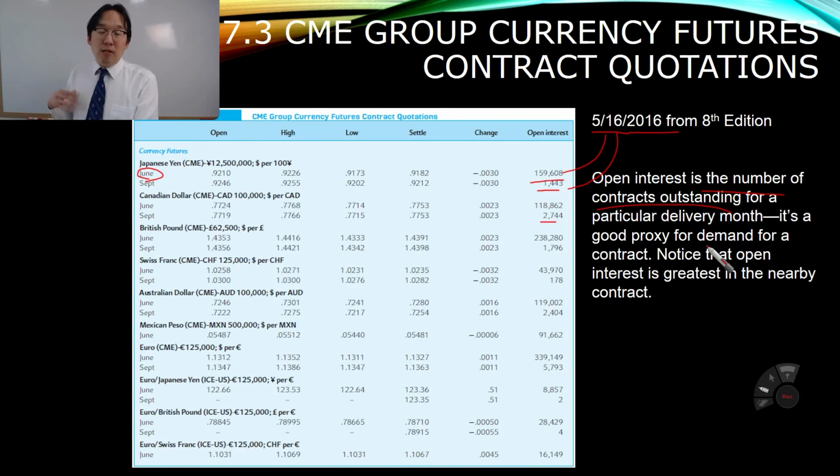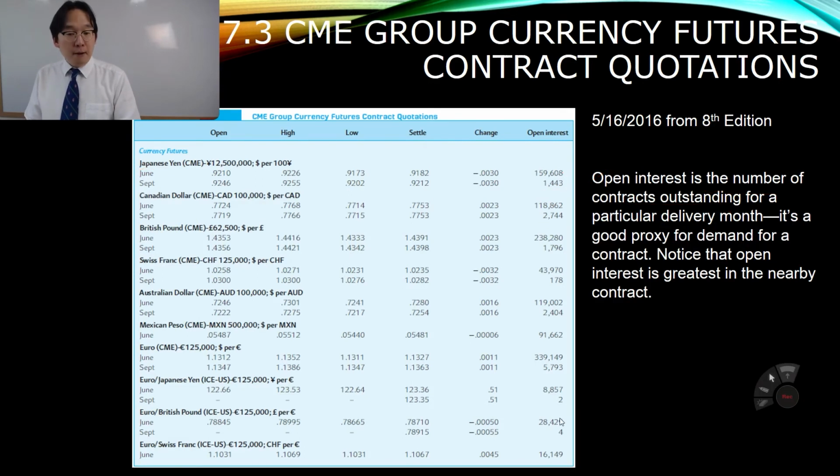I mean, naturally, longer term is much more risky and there's a lot more uncertainty going on. So people will be less likely to make a futures contract and bet on it. But for shorter term, well, it's less of an uncertainty. So there's much more demand in the market. Notice that open interest is greatest in the nearby contract. Okay, you see a clear pattern going on.